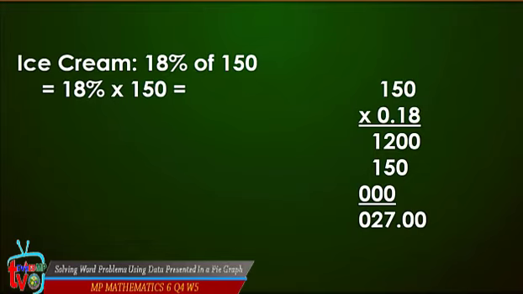Ice cream, 18% of 150 is equal to 18% times 150. Change percent to decimal. So, 150 times 18 hundredths. Get the partial products. 1,200, 150, 0, 0, 0. Get the sum. 0, 0, 7, 2, 0. There are 2 decimal places in the factors, so there must be 2 decimal places in the product. The final product is 27.